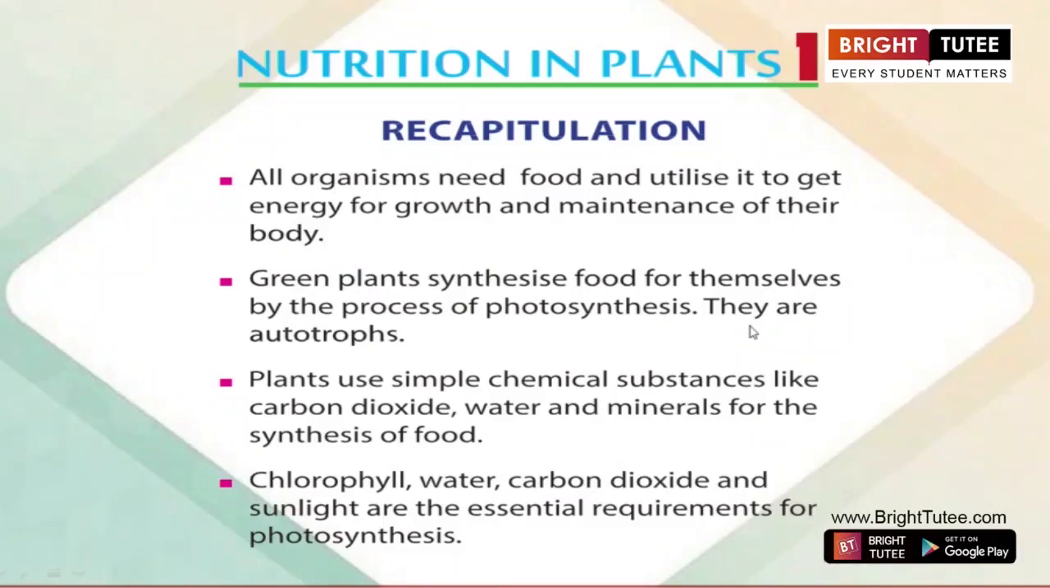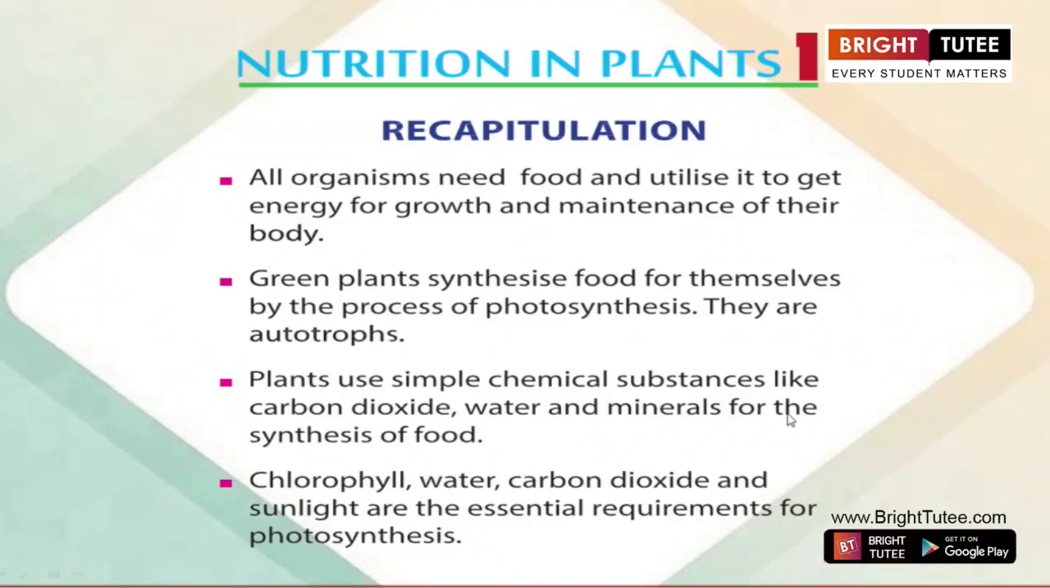They are called autotrophs. Plants use simple chemical substances like carbon dioxide, water and minerals for the synthesis of food. We have understood it well that in the process of photosynthesis, the plants use simple substances like carbon dioxide, water and minerals, right? Then what else did we read?